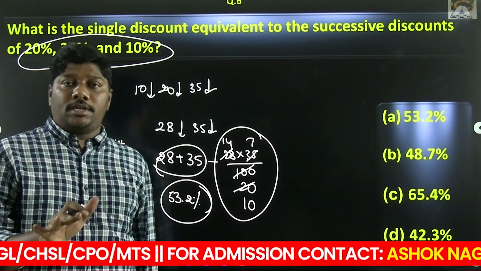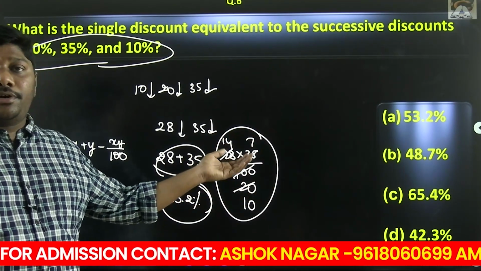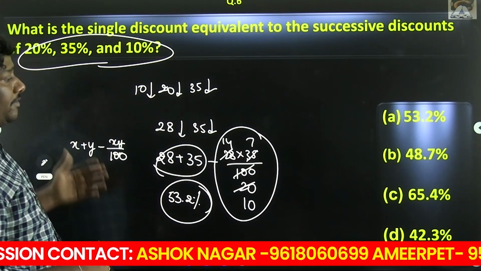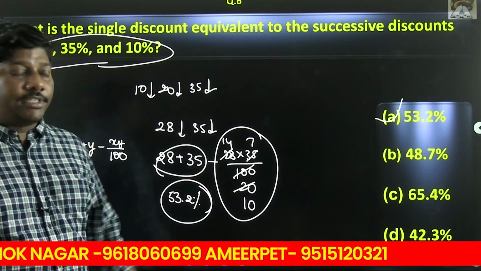Approximately, you can also do it: it is 63 minus 100 by 10, which is equal to 10, so around 53 will be your answer. There is only one option which is around 53, so you can do it with approximation as well.